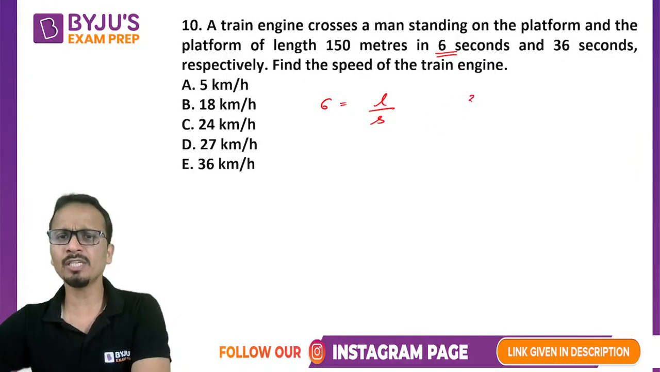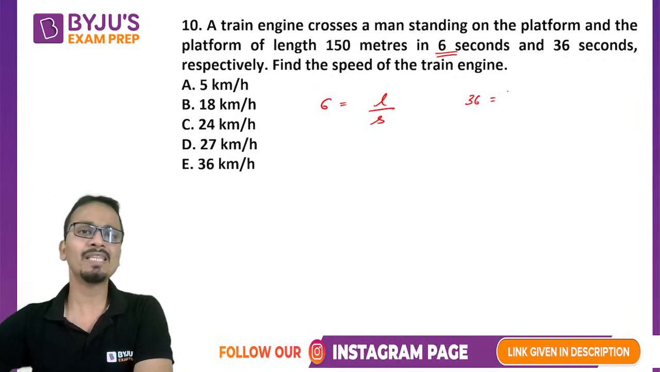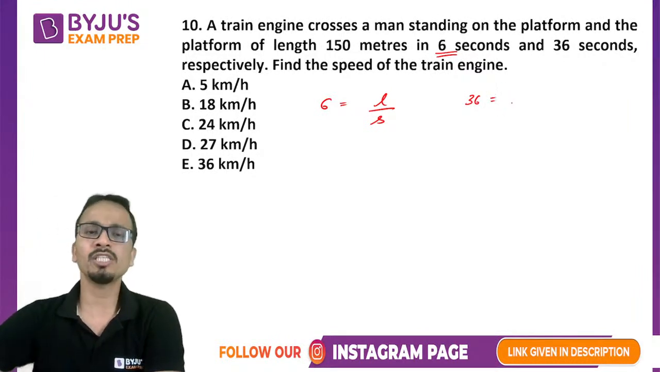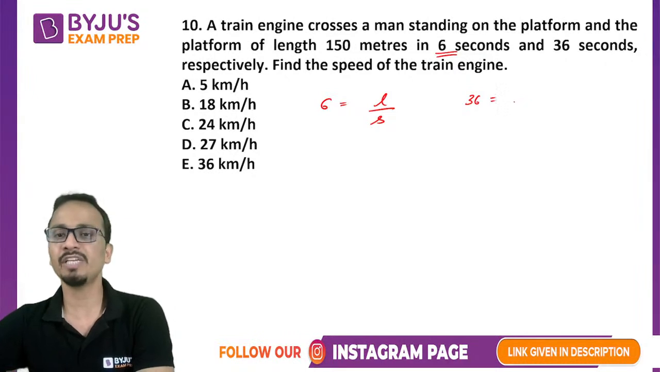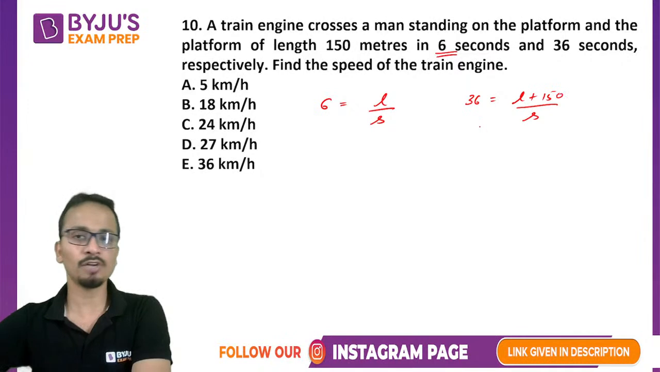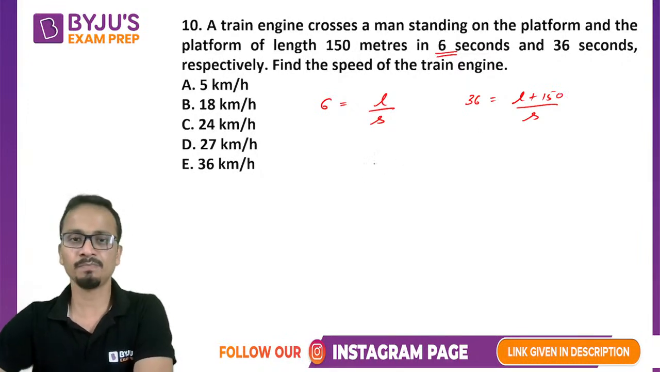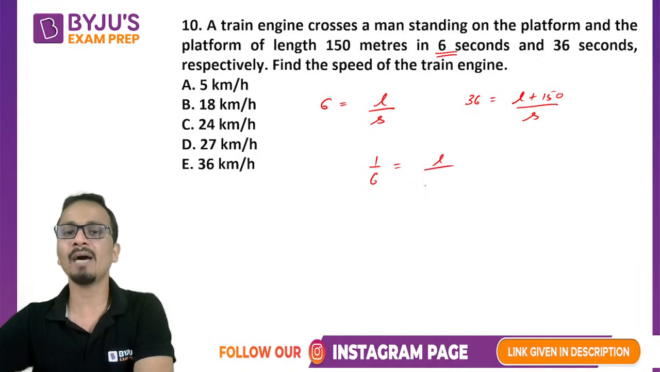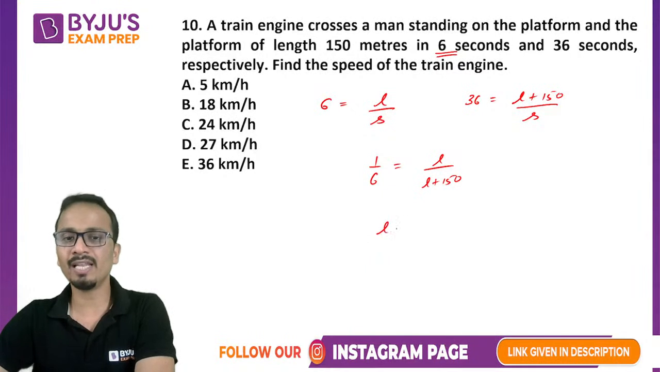The second equation: the time taken is 36 when the same train engine is crossing the platform of length 150 meters. So (L plus 150) divided by the speed of the train will be the second equation. Now if I divide these two, 1 upon 6 will be equal to L upon L plus 150. So the value of L, the length of the train, will be equal to 30 meters, right?